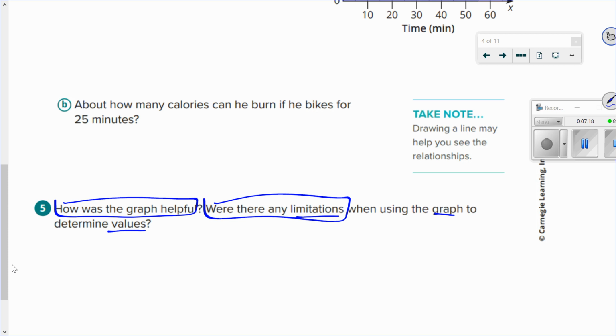I'll give you guys about 7 minutes to knock out this page. You can work together as a table.